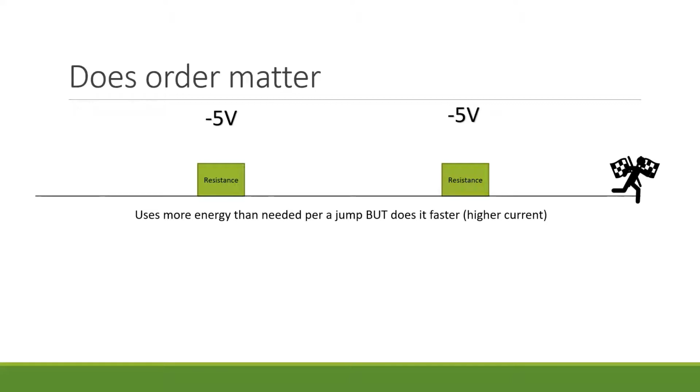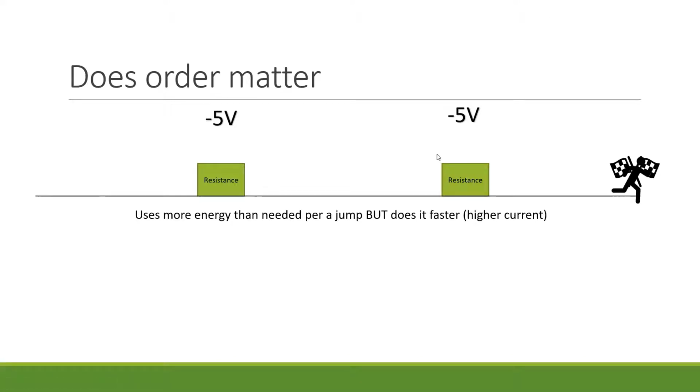Now, if it was 20 volts, then you would lose 10 volts at the start and 10 volts at the end. And again, it would move even faster still. As you increase the voltage, it's just going to spread it out evenly because they're the same resistance. They don't want to waste energy on one and not the other. They would rather use the same amount of energy, and they would make it go faster.